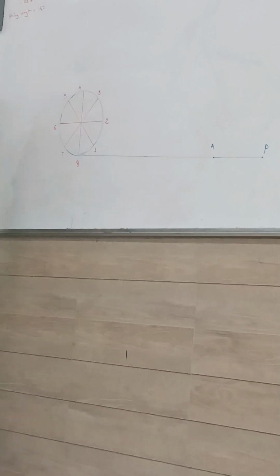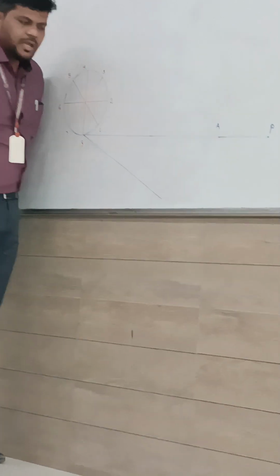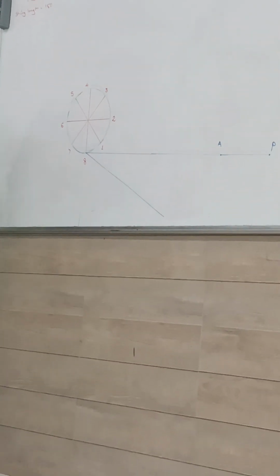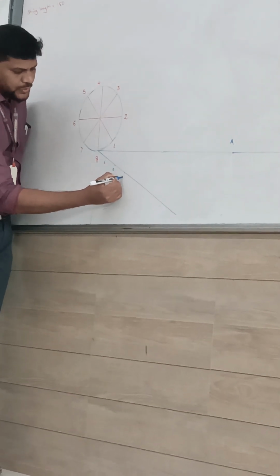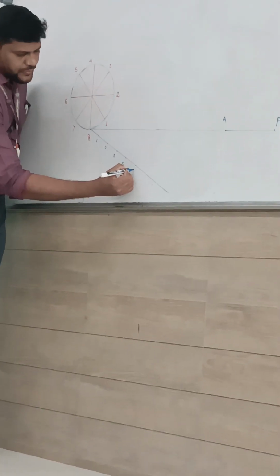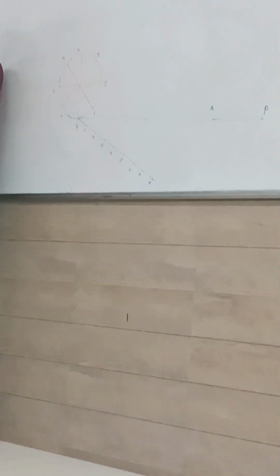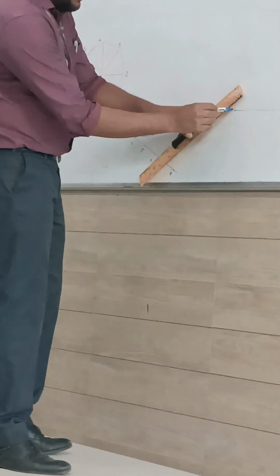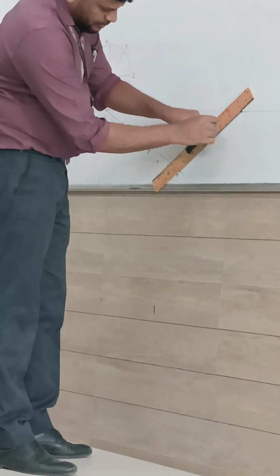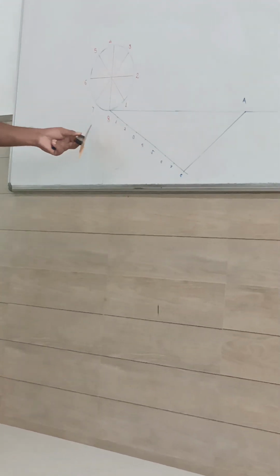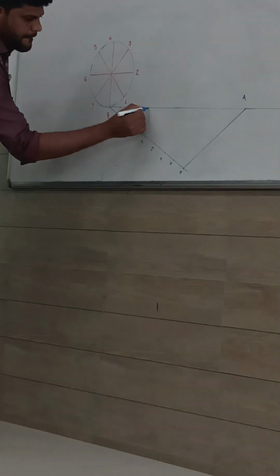So for dividing, which is the method? Draw an inclined line, less than 30 degree. This is my point 1, 2, 3. Divide it into 8 equal parts. First and last part you have to join, and keep your ruler scale parallel to it and draw a line.